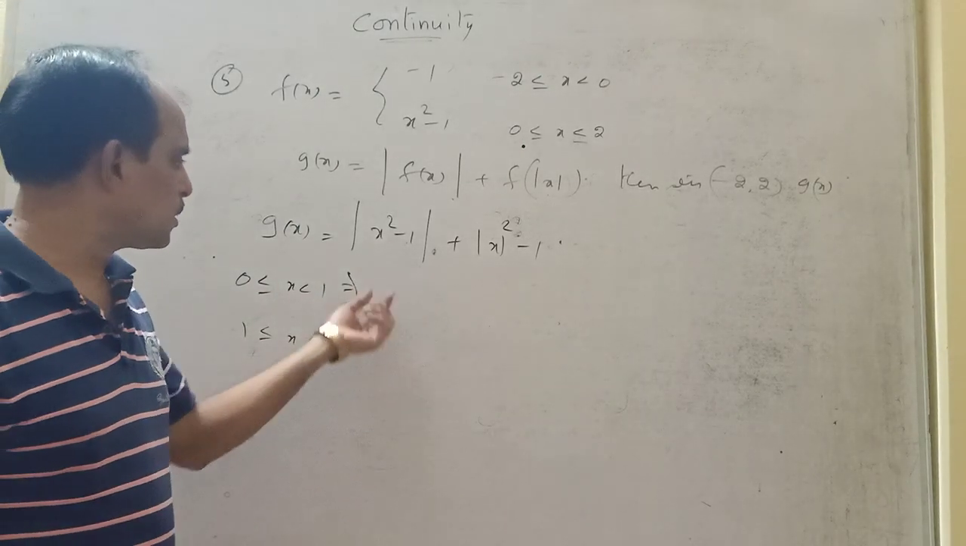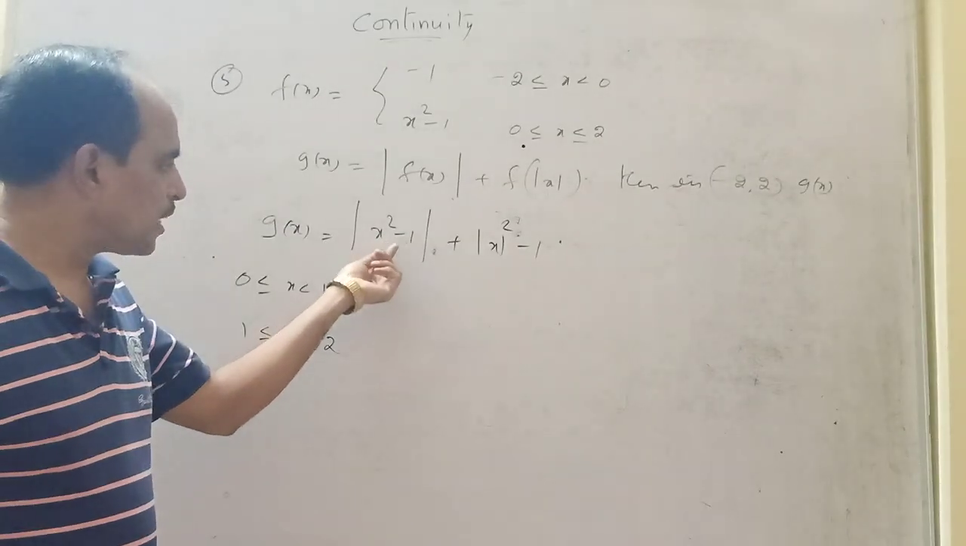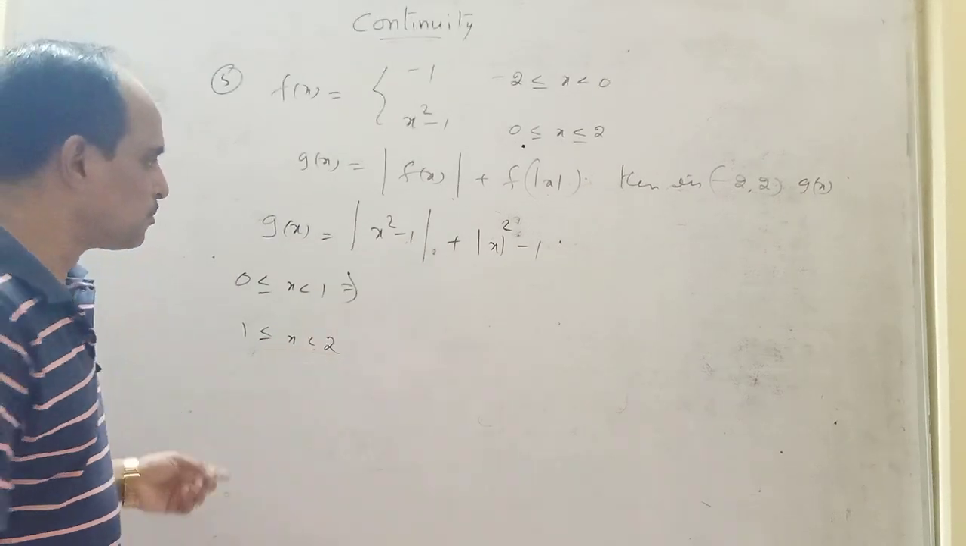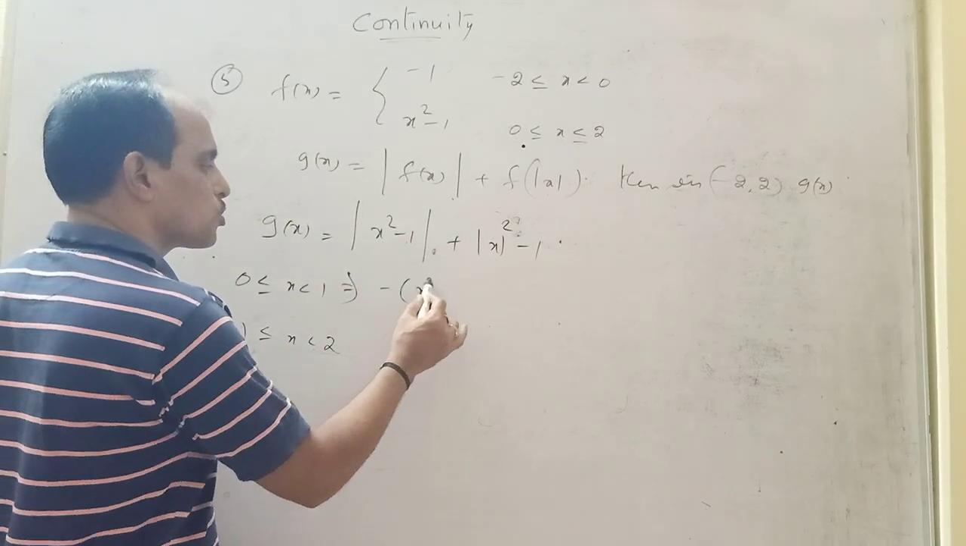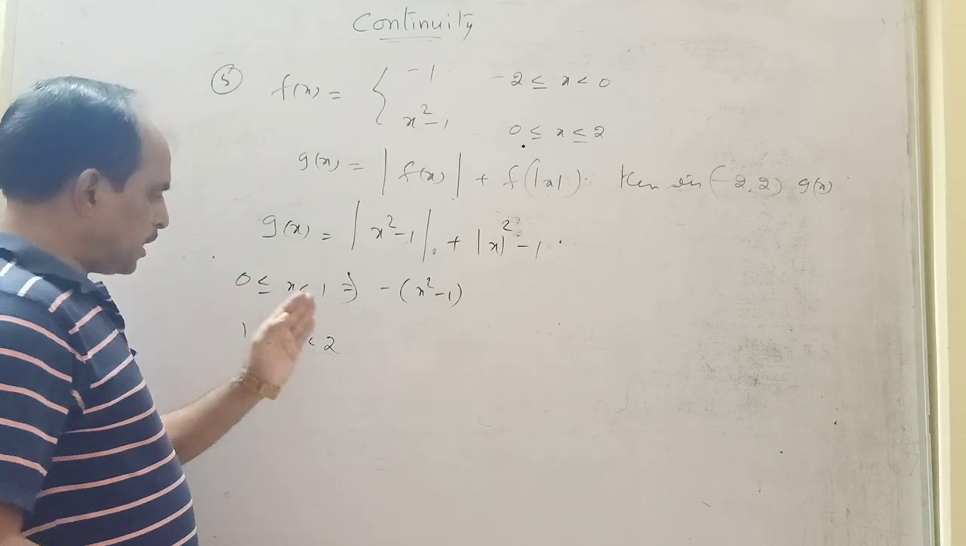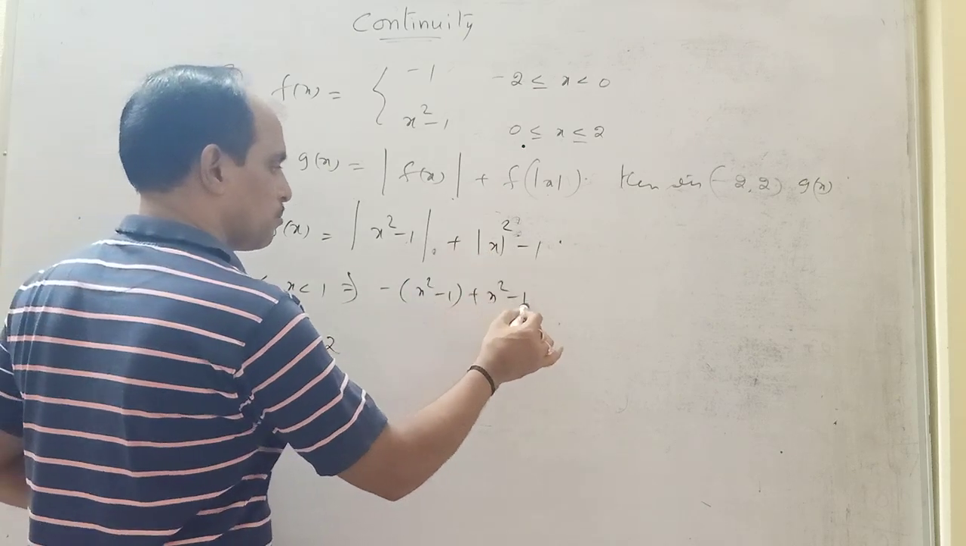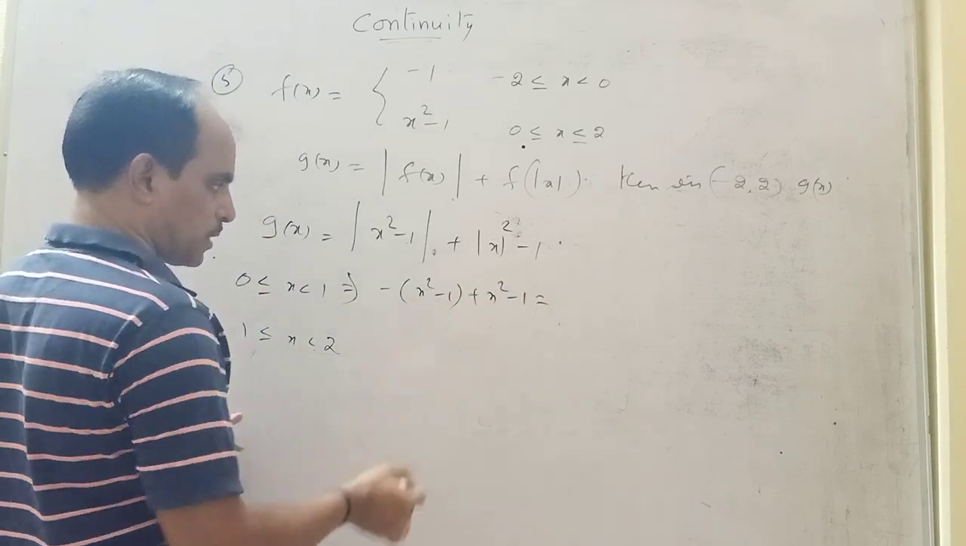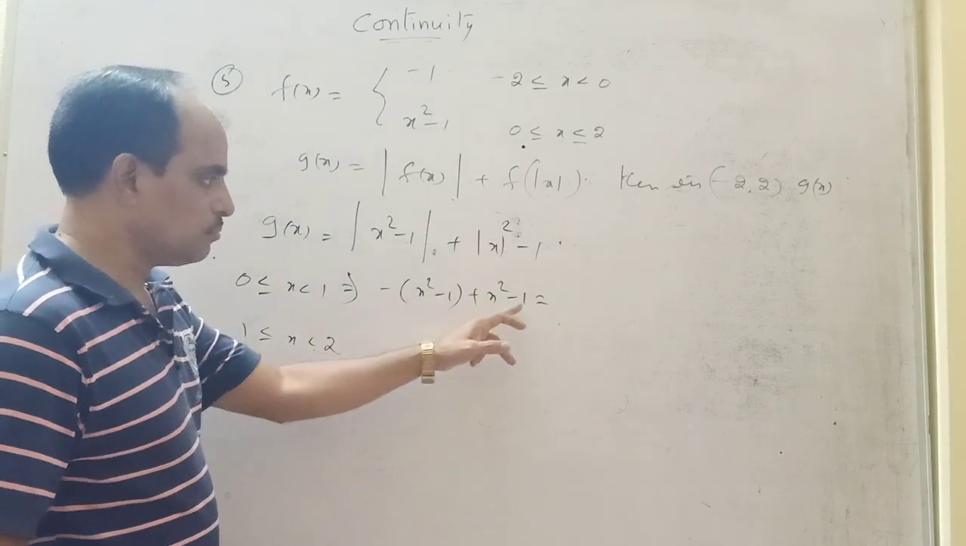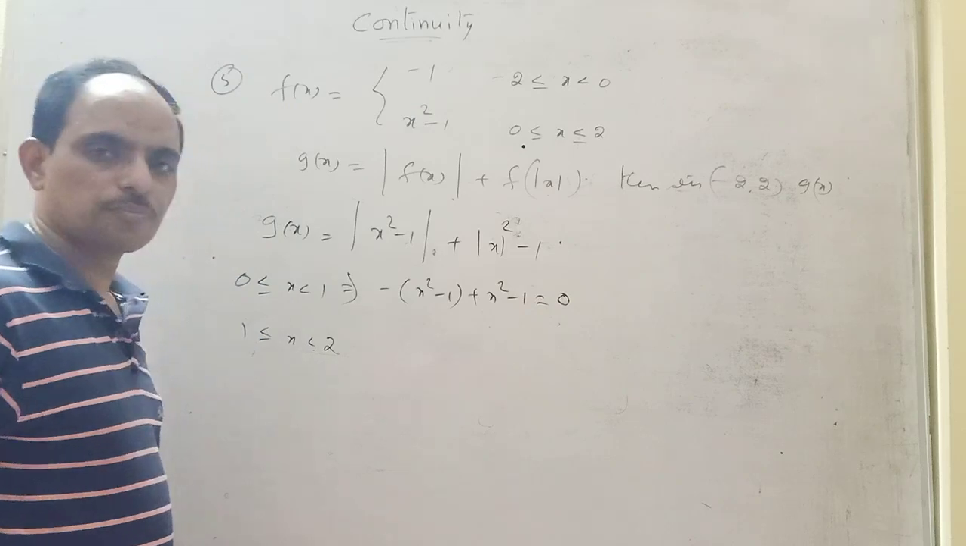So you take in between 0 to 1. In between 0 to 1 you take any value and square that value minus 1, you will get negative value. So minus of x square minus 1. So in between 0 to 1 that mod x is plus only. So x square minus 1. So minus x square plus x square cancel. 1 minus 1, it should be 0.